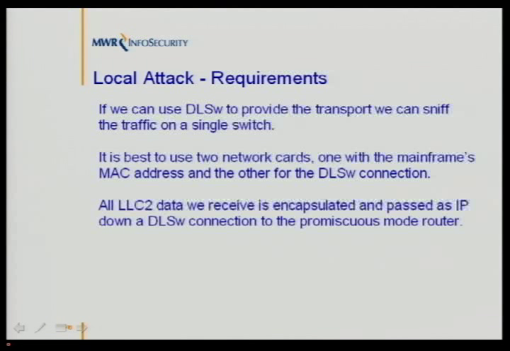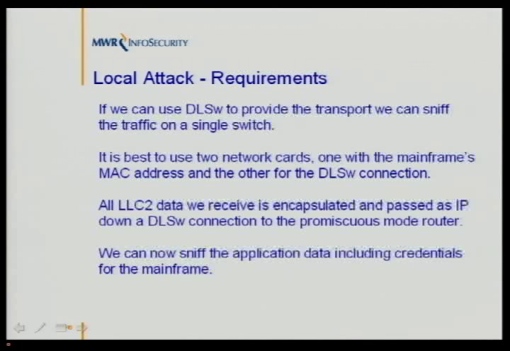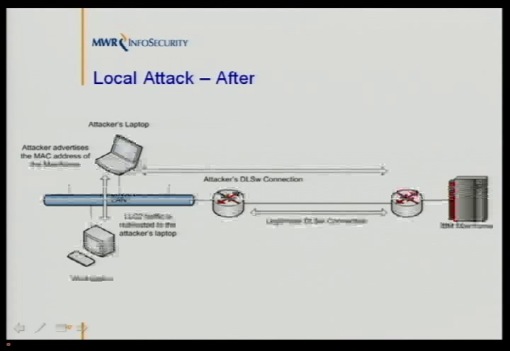As I've said, all the data we receive, we encapsulate and pass over to the remote router. We can now sit on that local subnet and intercept all the credentials that are passing between our target and the mainframe. So that's essentially what our diagram looks like now. The traffic has been redirected to us, and then we're passing that back across as DLSW traffic to our remote router.